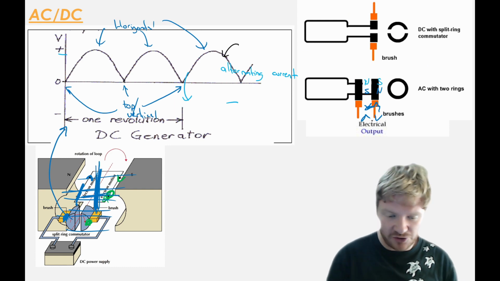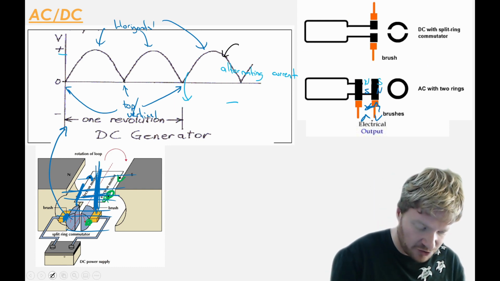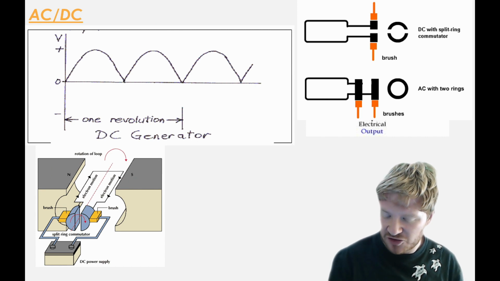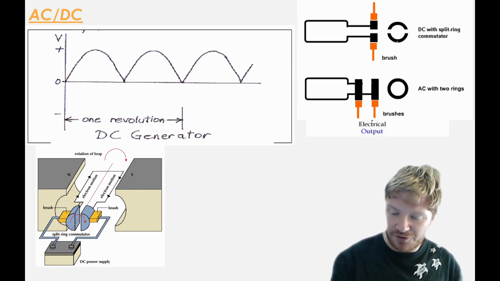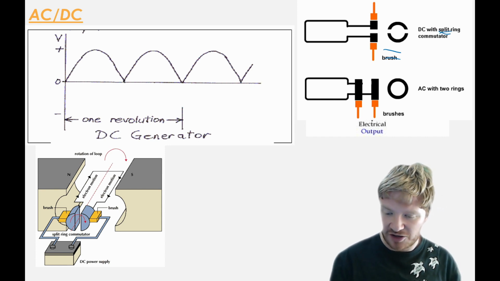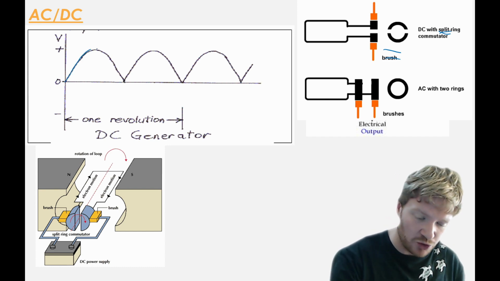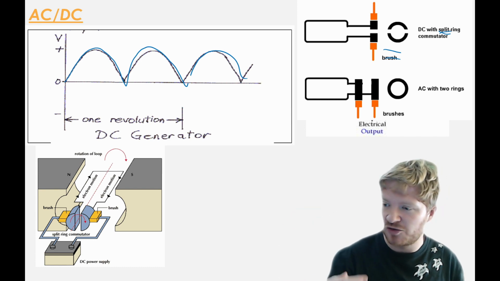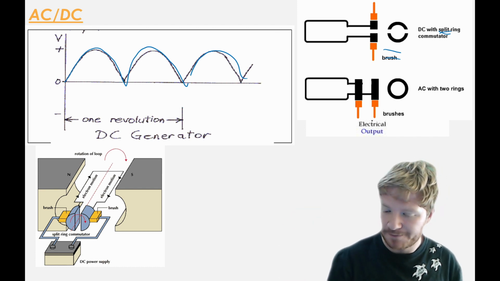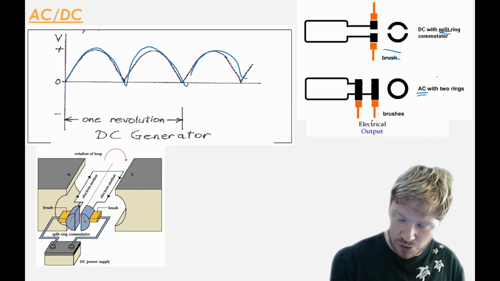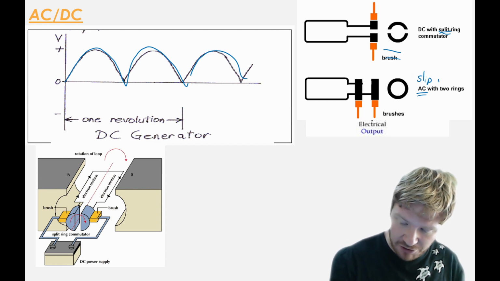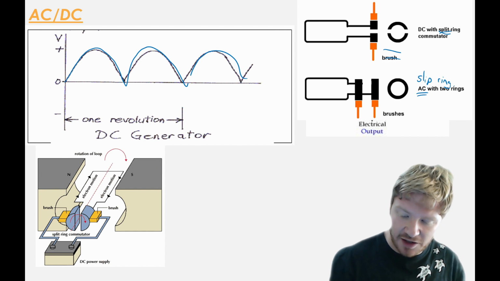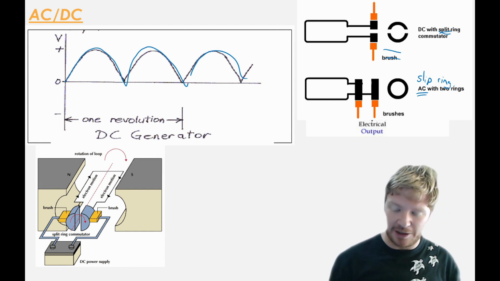Now, this comes down to the type of commutator that I use. So again, we will go through this in lessons. But if I have this type, a split ring commutator, then I get DC. This dodgy kind of DC, though. It's only ever going in one direction, but it still goes zero to high, zero to high. If I have this type called a slip ring, then I will get AC. And I'll explain that a little bit more when I see you.